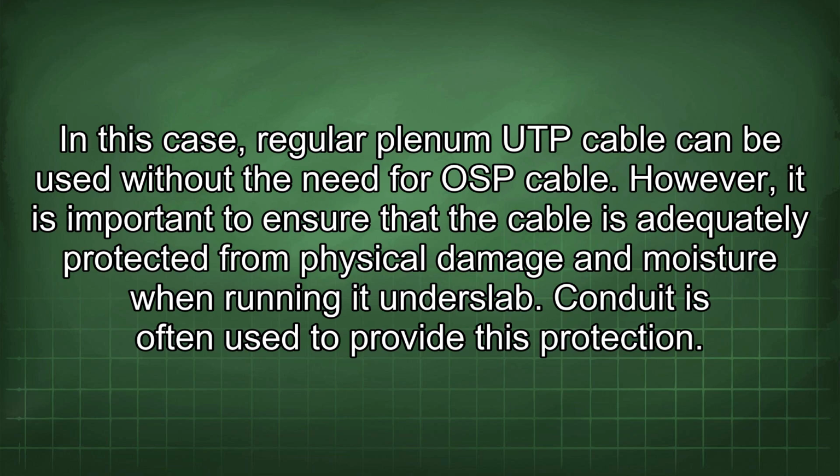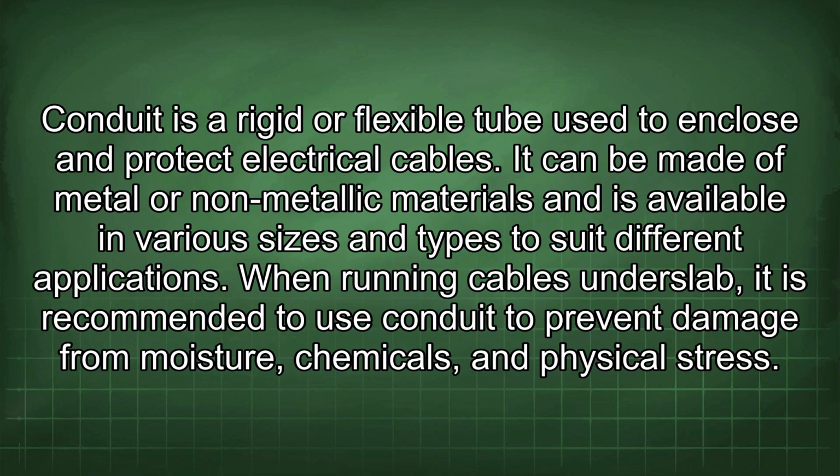However, it is important to ensure that the cable is adequately protected from physical damage and moisture when running it under slab. Conduit is often used to provide this protection. Conduit is a rigid or flexible tube used to enclose and protect electrical cables. It can be made of metal or non-metallic materials and is available in various sizes and types to suit different applications. When running cables under slab, it is recommended to use conduit to prevent damage from moisture, chemicals, and physical stress.